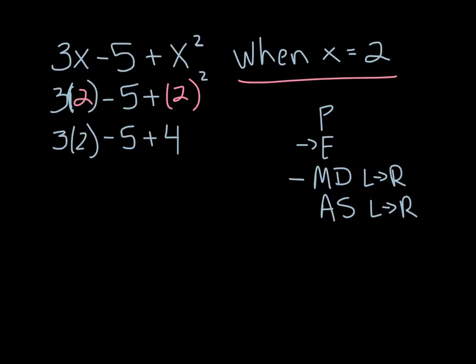Now we'll move on to multiply and divide from left to right. There's a multiplication problem right here. 3 times 2 is 6, and 6 minus 5 plus 4. Now we are going to add or subtract from left to right. So even though there's addition in here, that doesn't go first. So 6 minus 5 is on the far left, so 6 minus 5 is 1, and 1 plus 4 remains, and 1 plus 4 is 5.